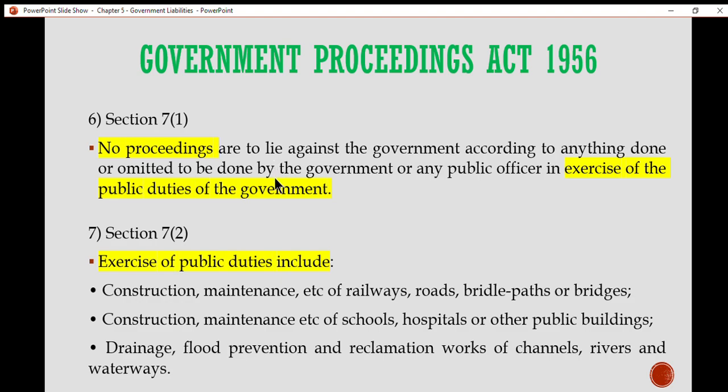So what are considered as public duties? You may refer to the next section, Section 7 subsection 2. For example, construction and maintenance of railways, roads, bridle paths or bridges, construction and maintenance of schools, hospitals or other public buildings, drainage, flood prevention, reclamation, and work on channels, rivers and waterways. These constitute public duties belonging to the government's officer. So if they exercise these public duties, then no proceeding can be brought against them.